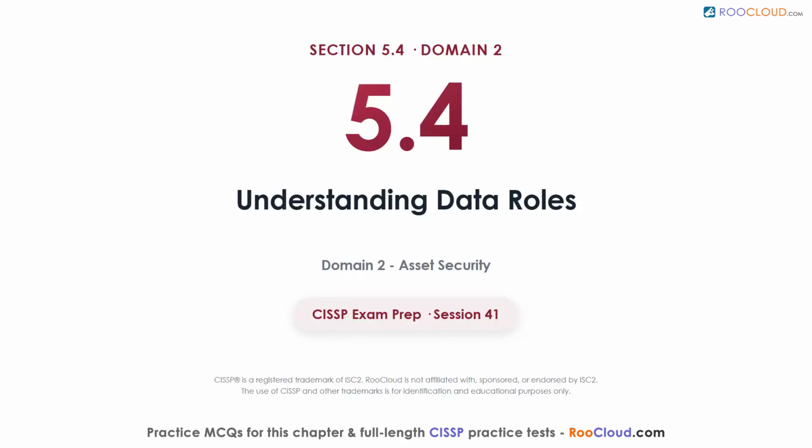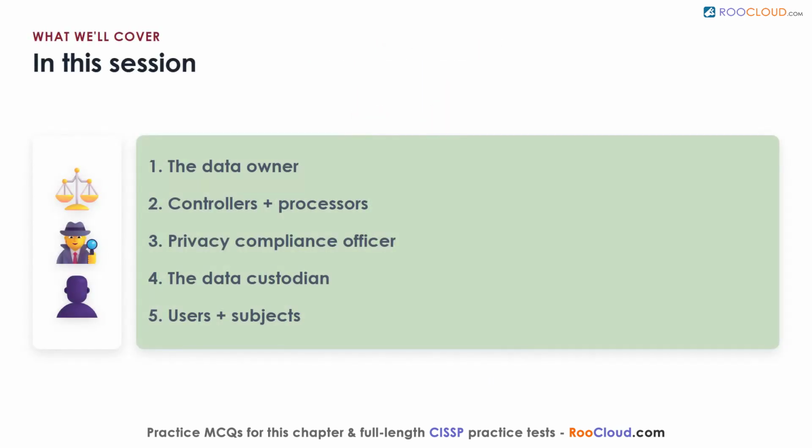Welcome to section 5.4. This is the 41st session of the CISSP exam prep series. In this session, we'll sort out who does what with data. We'll answer several questions. Who is the data owner? What do controllers and processors do? Who watches over privacy compliance? What does a custodian handle? And who counts as a user or a subject?